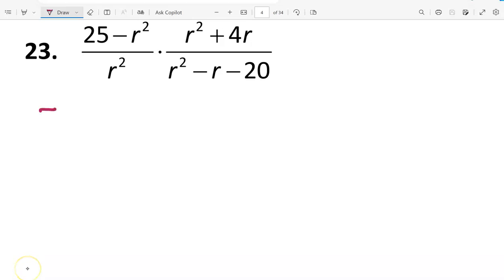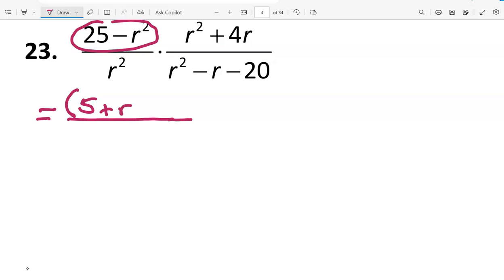In 23, we have a multiplication, so I'm simply going to factor the numerators and denominators. Be careful with this difference of squares right here. The order is 25 first and r squared second. So when we factor, it factors to 5 plus r times 5 minus r. The order is important in the subtraction. When we subtract, order makes a difference. The r squared in the denominator can be factored into r times r.